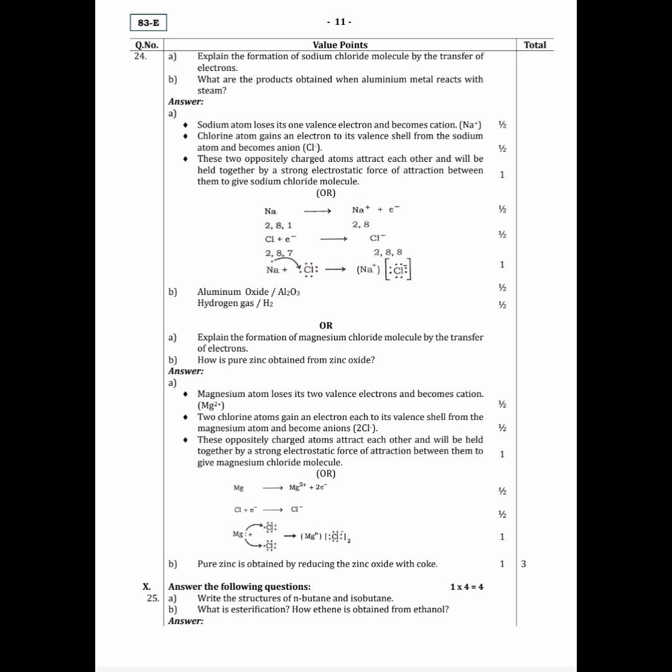Alternative question. Explain the formation of magnesium chloride molecule by the transfer of electron. How is pure zinc obtained from zinc oxide?